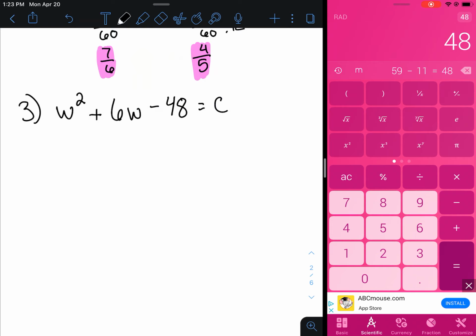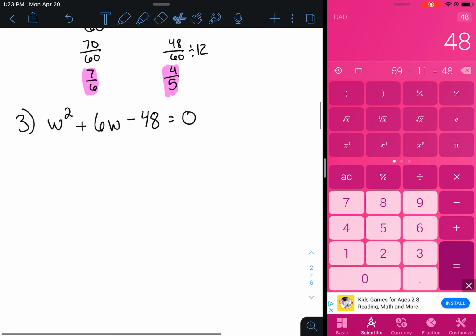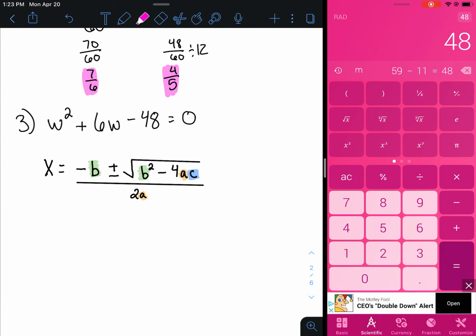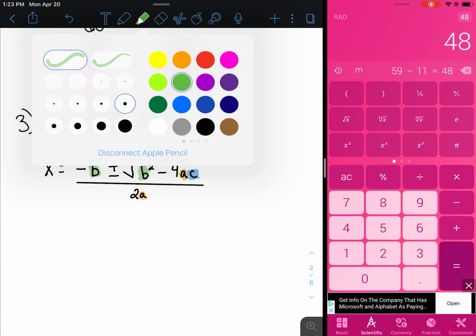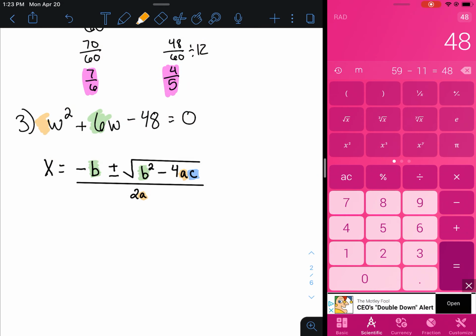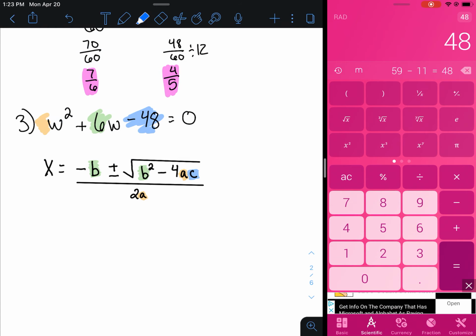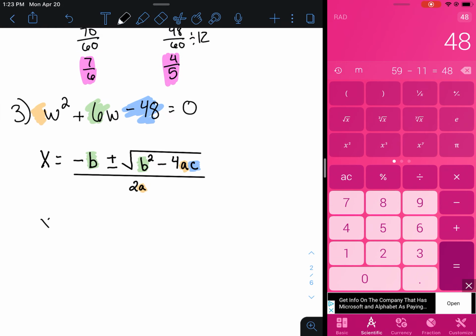All right. Somehow this one, our 0 got deleted. So now we have w squared plus 6w minus 48. Okay, so I'm going to use our pretty diagram here. Remember that this is our b value. This will be our a value, which in this case is 1. And our c value is going to be negative 48.